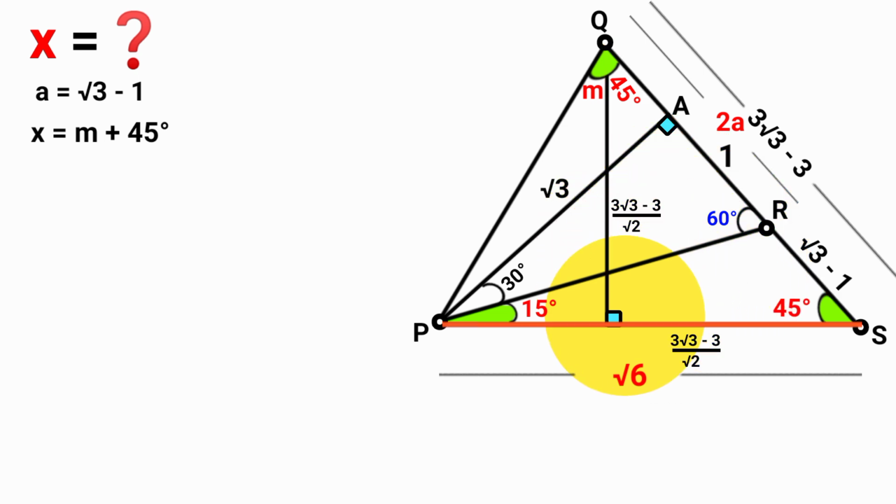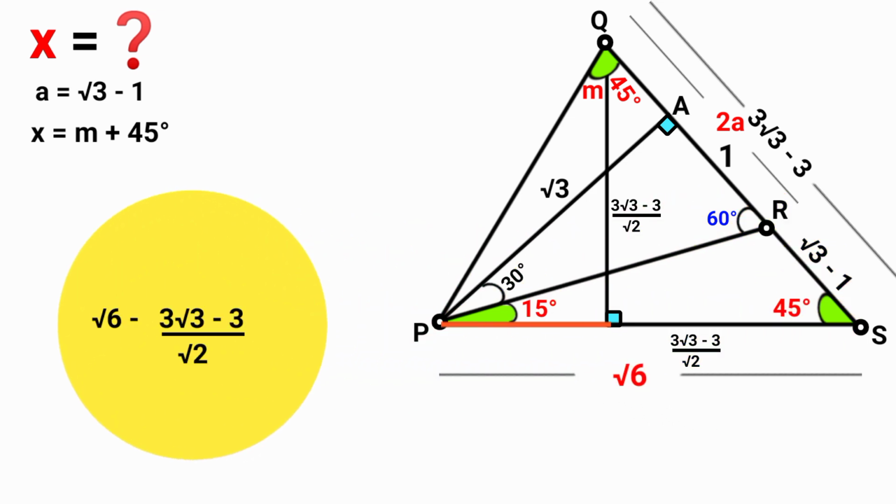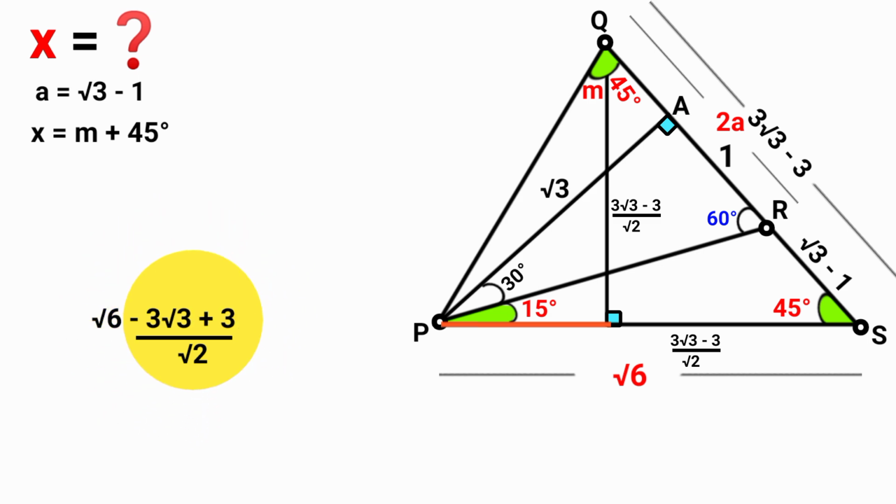But this whole side PS has its length to be root 6. And we have this part to be 3 root 3 minus 3 all over root 2. Therefore, this will be root 6 minus 3 root 3 minus 3 all over 2. Minus 3 root 3 minus 3 all over 2 is minus 3 root 3 plus 3 all over root 2, which is 3 minus 3 root 3 all over root 2.